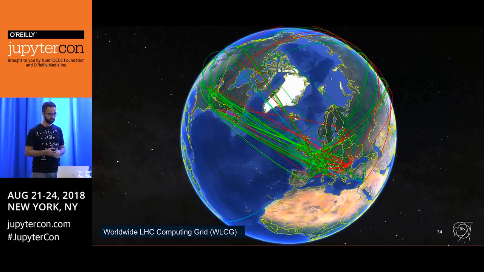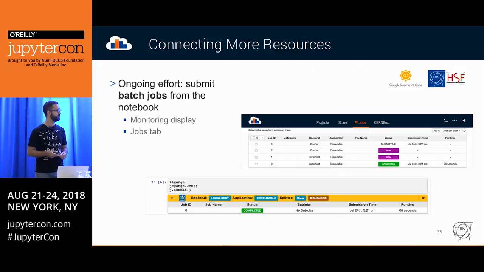We have what we call the WLCG. This is the Worldwide LHC Computing Grid. It's a worldwide grid that gives enormous amounts of storage and processing power. And our users are used to submit jobs here. So it made perfect sense that we allowed them to submit their jobs from SWAN, just like they submit jobs to Spark. And so this year, again, as a GSOC project, we started building the integration of batch inside the Jupyter interface, and we did the same thing as Spark, and we created some monitoring tools for you to see what is happening in the background.